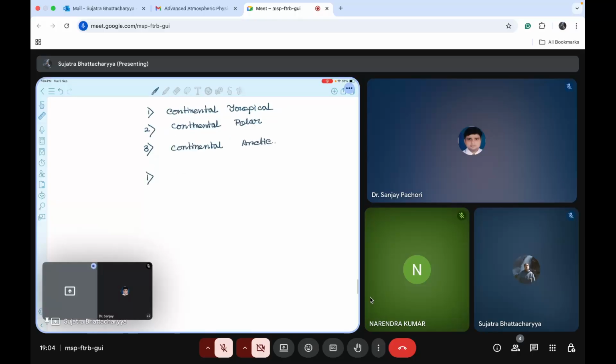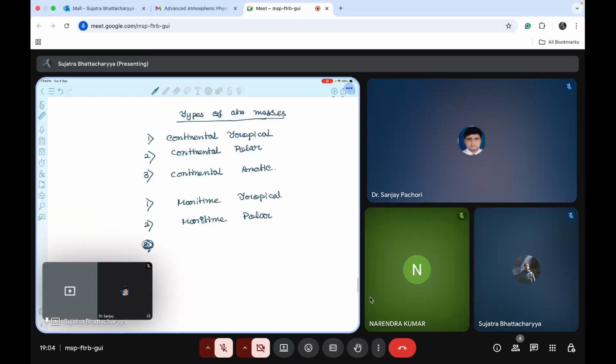Similarly, you have maritime tropical. Number two, maritime polar. And number three is not there. So the Arctic is not there.